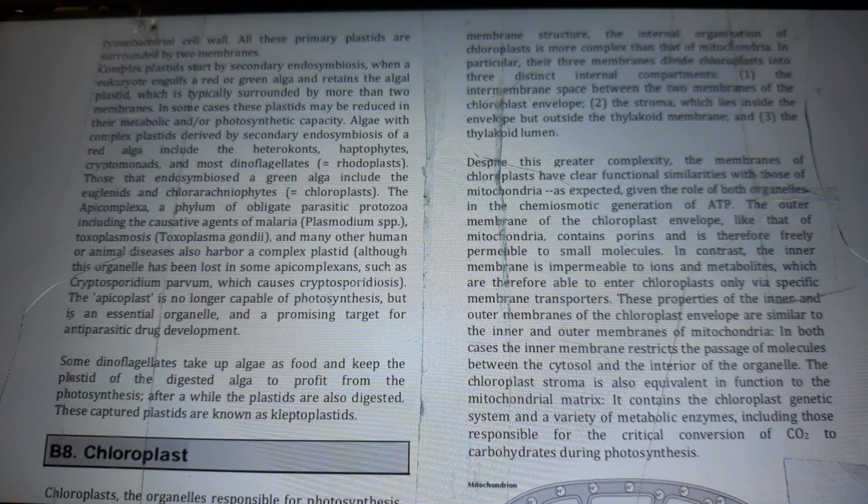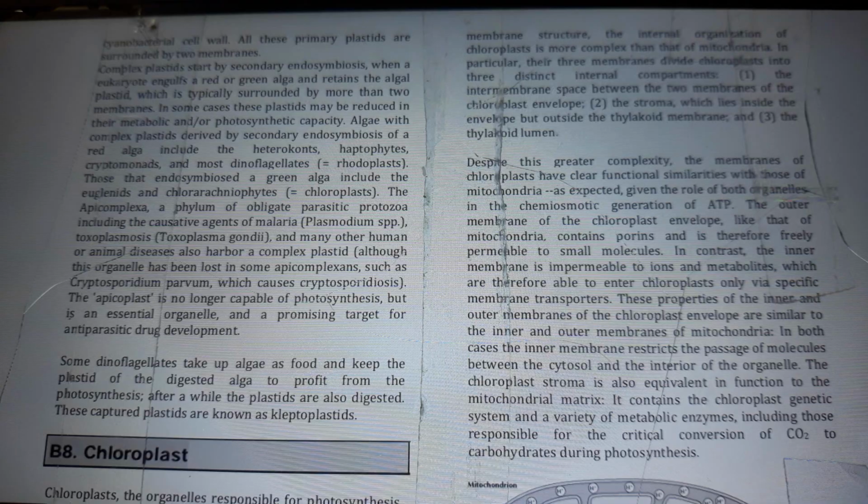Algae with complex plastids derived from secondary endosymbiosis of a red algae include the heterokonts, haptophytes, cryptomonads, and most dinoflagellates, for example, rhodoplasts. Those that endosymbiosed a green alga, including the euglenids and chlorarachniophytes, have chloroplasts.